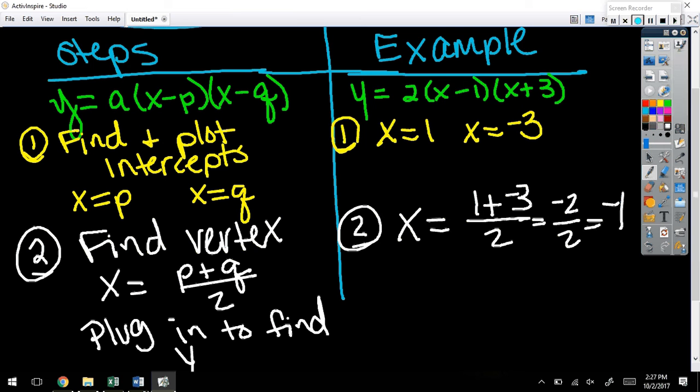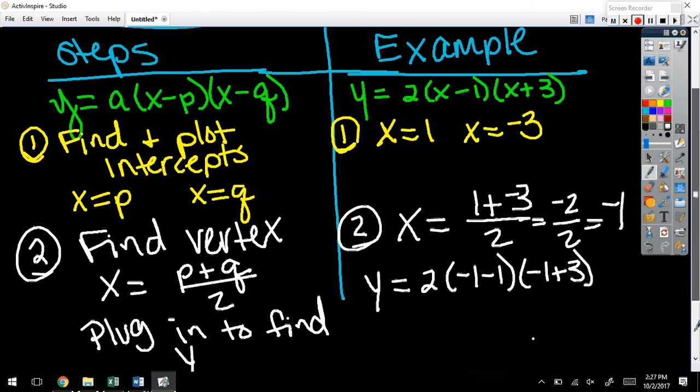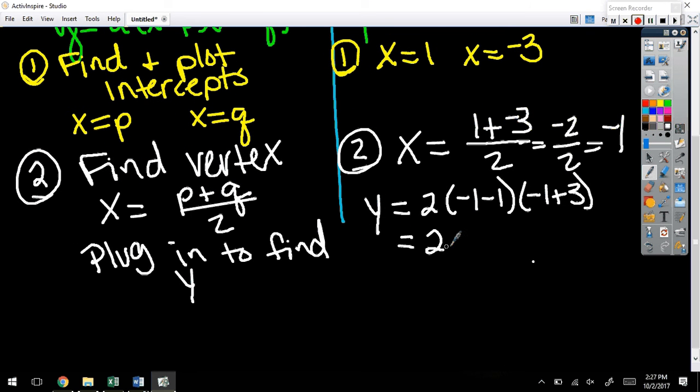Well, it's still part of step 2. So I got 2 times -1 minus 1 and -1 plus 3. Always do your parentheses first. This is -2 and this is +2. What does that equal? What's 2 times -2 times 2? -8. So this point, this vertex, is -1, -8.